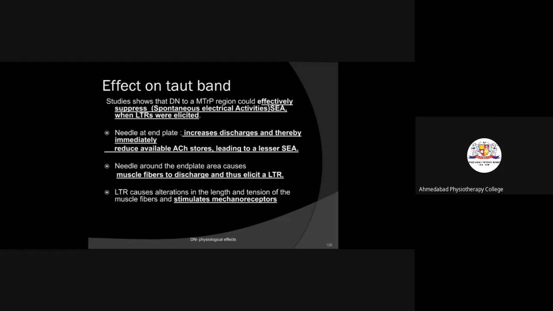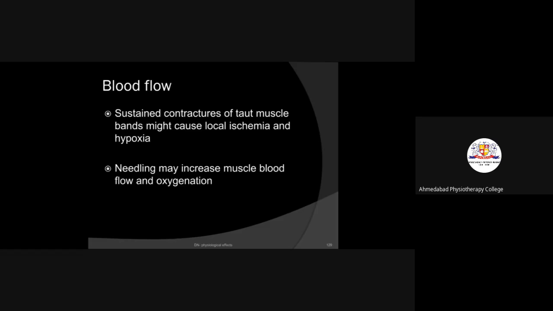The second thing is it causes an alteration in the length and tension of the muscle fiber. So when there is an alteration, there is a mechanical stimulation of the mechanoreceptors, that is nothing but the stimulation of your A delta fibers, and your pain gate theory starts working, and the patient may get pain relief. The other theory is blood flow.